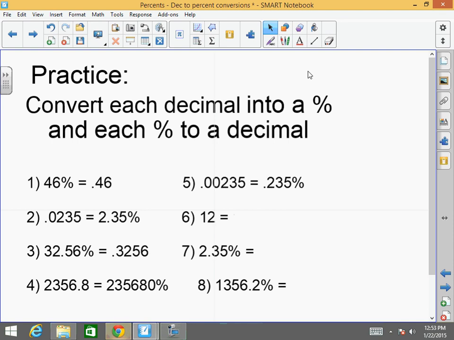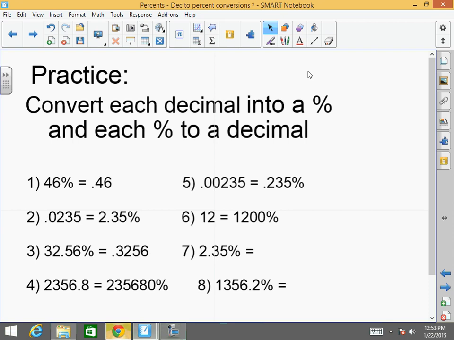How do I write 12 as a percent? It doesn't have a percent sign, so I want to write that as a percent. No, I got to still move the decimal 2 places to the right, guys. So it'd be 1,200%.